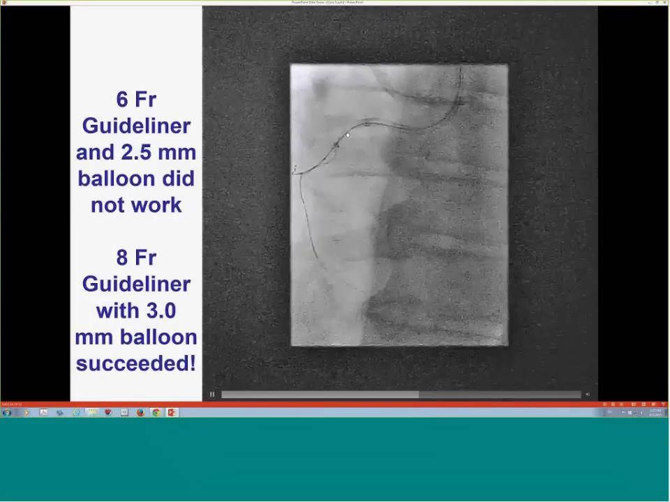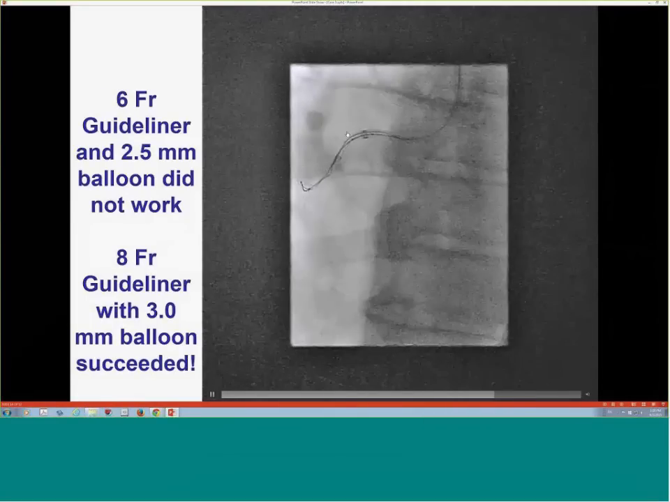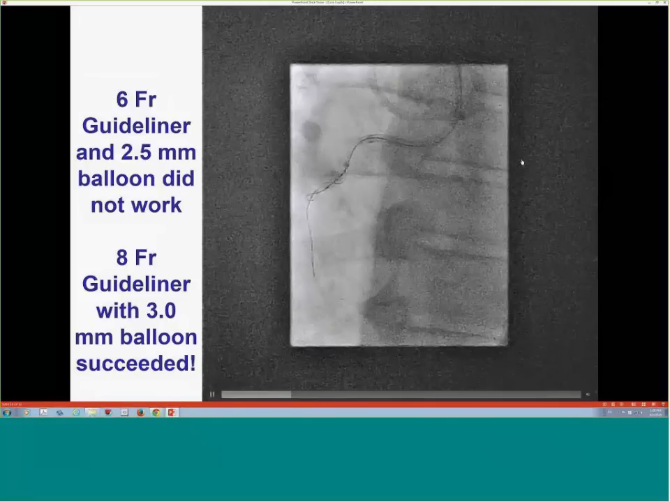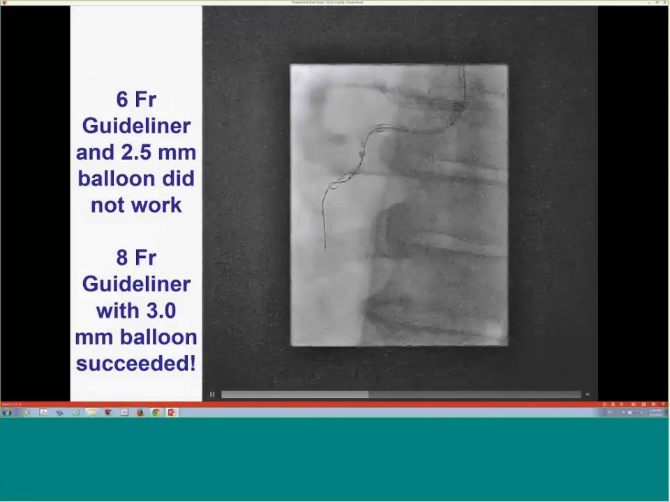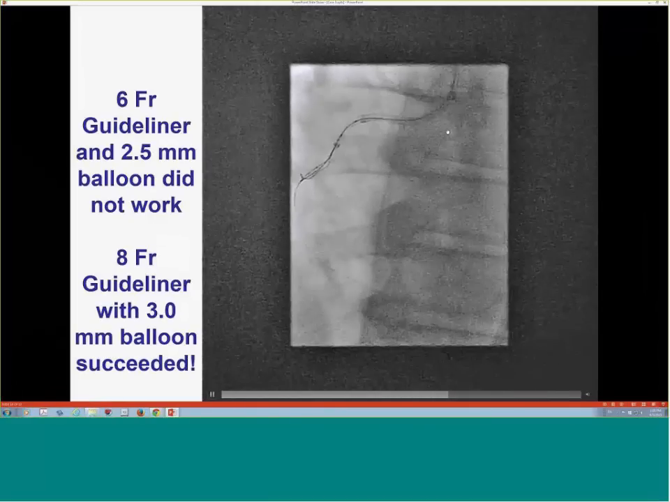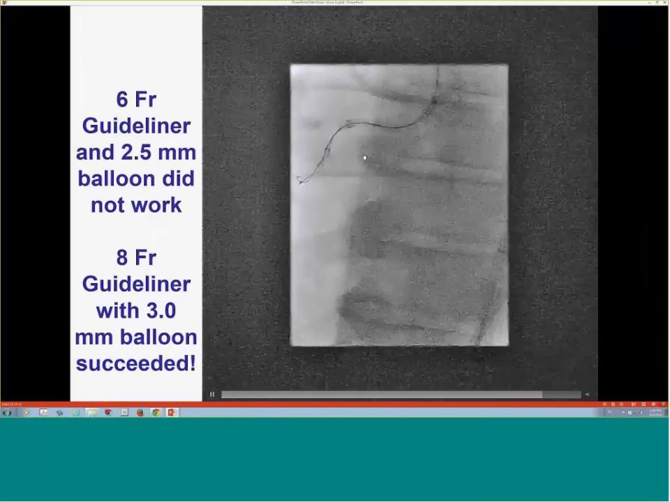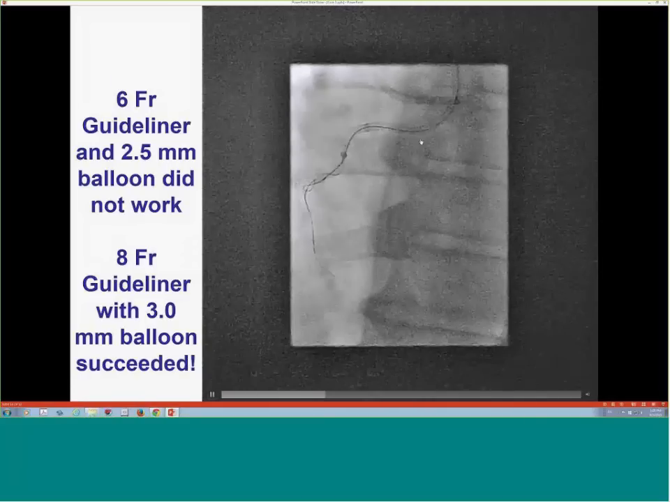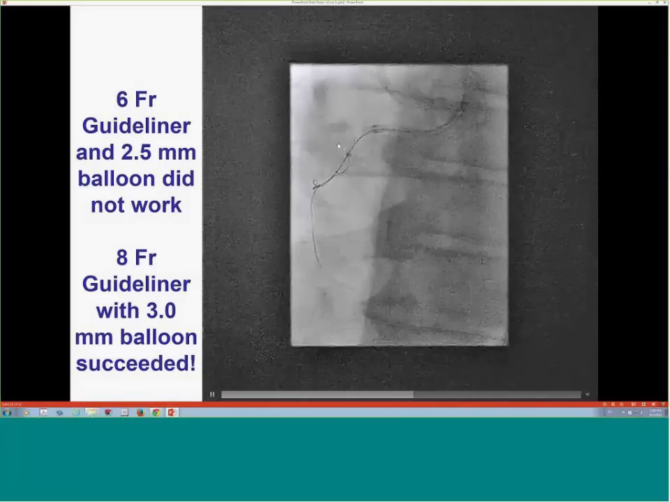There is the guideliner reverse CART. I must say we do a lot of guideliner reverse CARTs now, because it's much easier to get into the guideliner than to try to get the retro wire all the way up and into the antegrade guide catheter. So we put in a 6 French guideliner and it didn't work. And then we upsized to an 8 French guideliner, which is a little bigger.